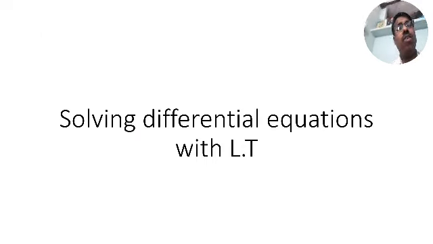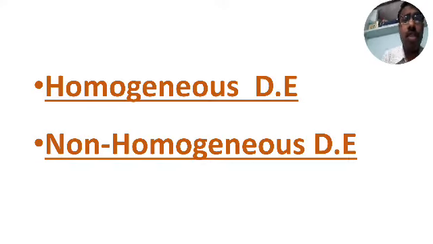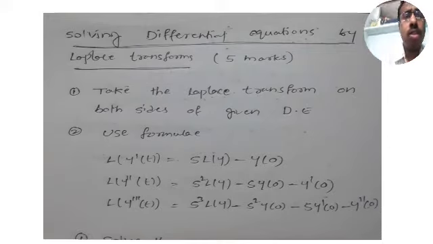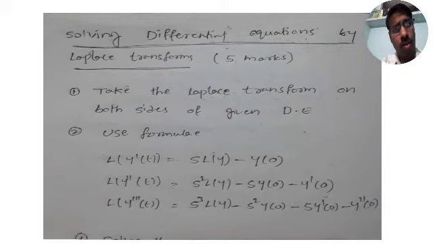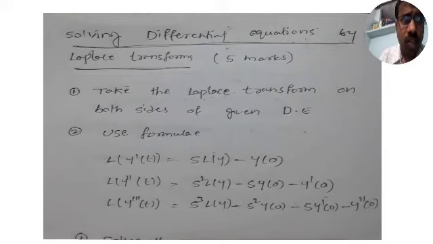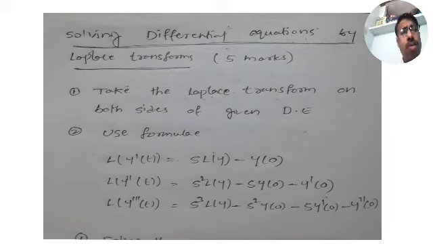What I told you is that solving a differential equation with the Laplace transforms will get you 5 marks. There are two types of differential equations, homogeneous and non-homogeneous. Homogeneous means the right hand side is 0, and non-homogeneous means the right hand side is some constant or function. For either, to solve the given differential equation by Laplace transform, there are two steps to follow. First, apply Laplace transform on both sides of the given differential equation. Second, since the differential equation may have first or second derivatives, you need the Laplace transform of the first derivative, the second derivative, and the third derivative.